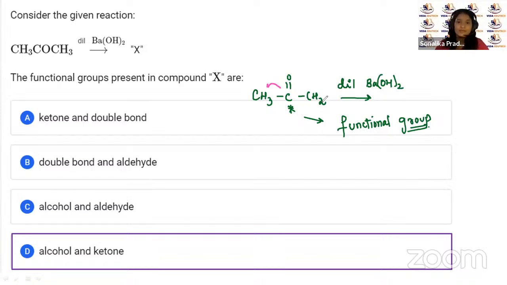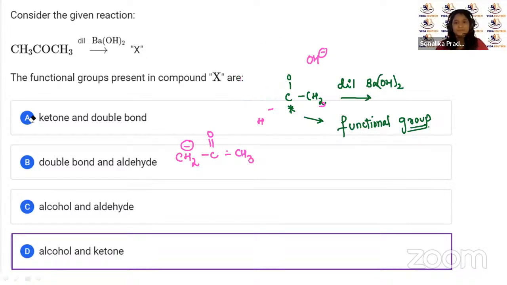This one is your alpha carbon. Alpha carbon is having a hydrogen, right? So I can write it like this. Now this OH minus from this Ba(OH)2 is going to take away the alpha hydrogen and you are going to get an anion, right? Yes or no, children? Yes.